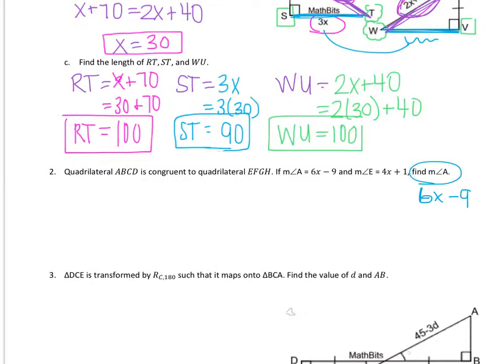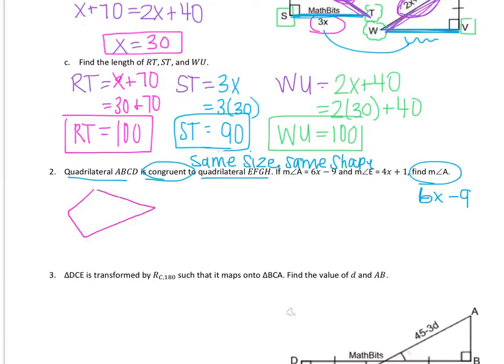And before I do that, I want to draw myself 2 shapes, quadrilateral ABCD and quadrilateral EFGH. Remember that the word congruent means same size, same shape. So when I draw these quadrilaterals, I want to make them identical. And a quadrilateral is just a 4-sided figure. There's nothing particular about it, no congruent sides necessarily, no congruent angles, no right angles necessarily. It's just a 4-sided figure.